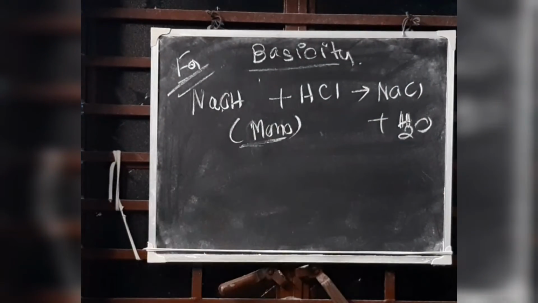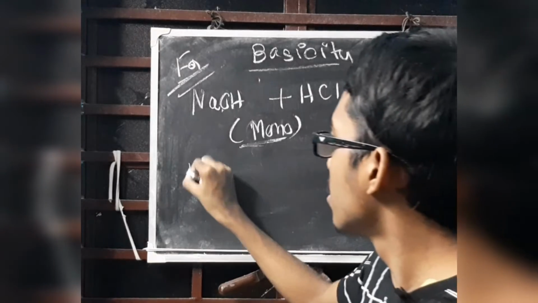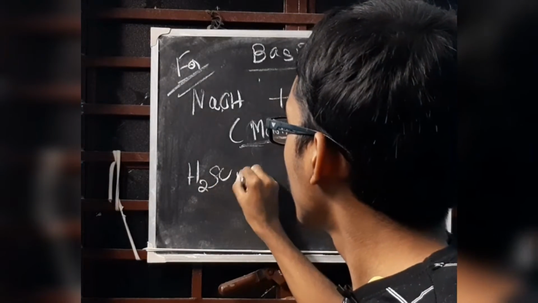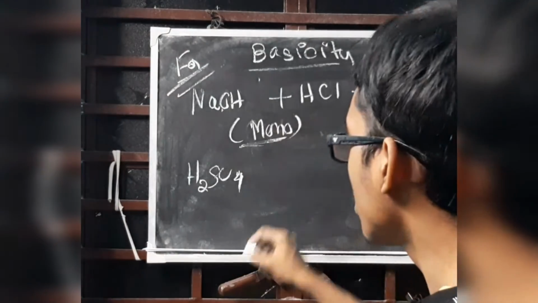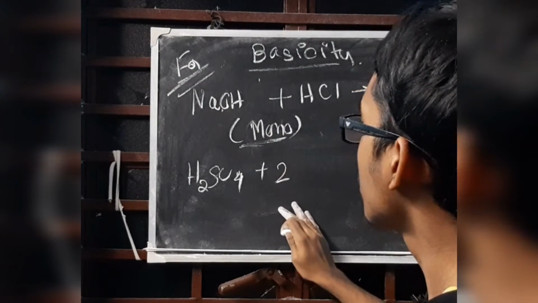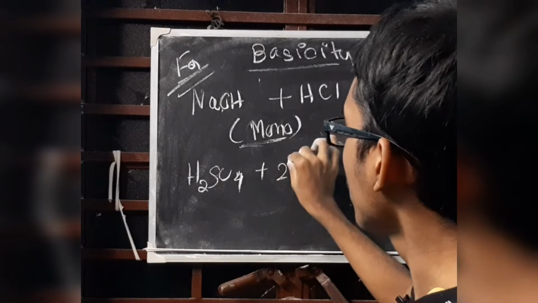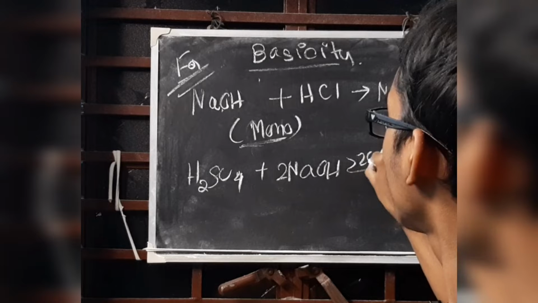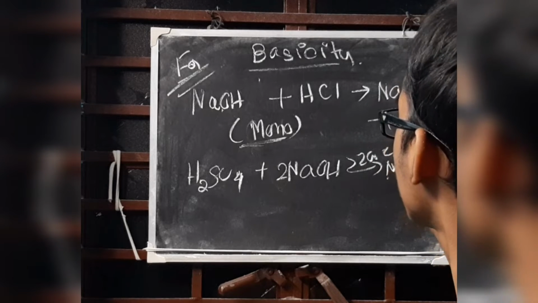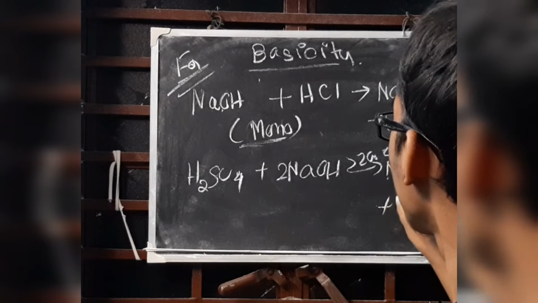So this reaction I have to show if it is asked. Next, sulfuric acid. Next let us do sulfuric acid. Sulfuric acid will not dissociate in one step, but you can write it in one step. First let me show the one step reaction. That is, if you add 2 H2SO4 to 2 NaOH, temperature greater than 200 degrees Celsius, they will form Na2SO4 plus H2O.